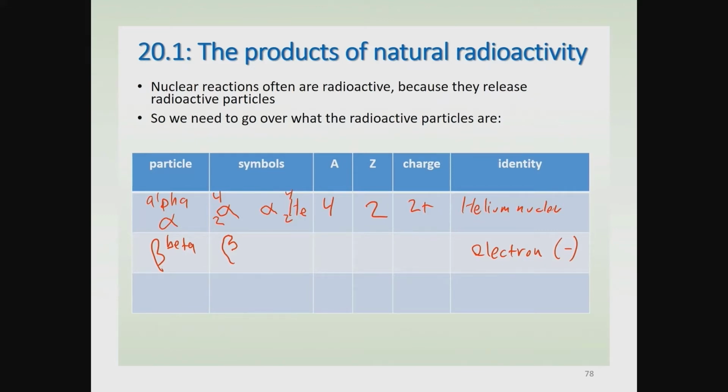But here's the thing. With beta radiation, when an atom is emitting it, it's not taking one of the electrons in its electron shells and shooting it out. Something different is going on. In the nucleus, a neutron converts into 2 particles: one is a proton and one is an electron. That electron is spat out of the nucleus, and that electron that's spat out is the beta radiation. Let me show you how that works, because it's a little bit unusual.